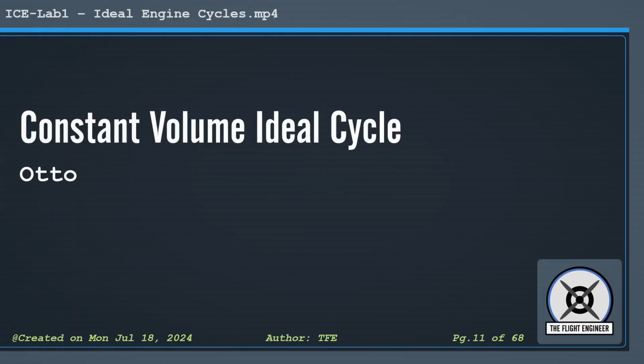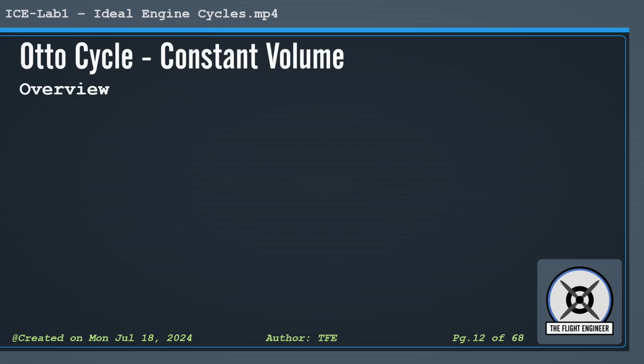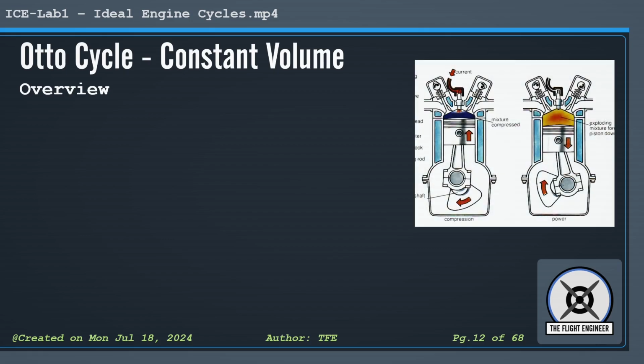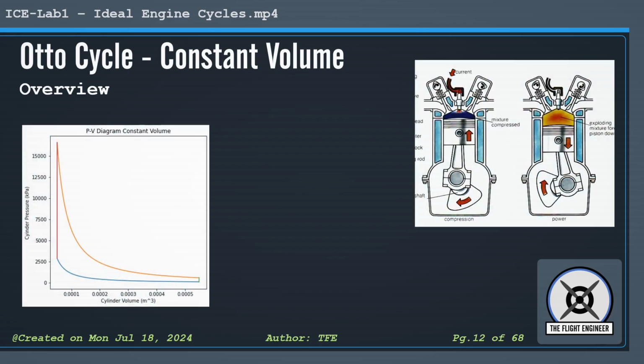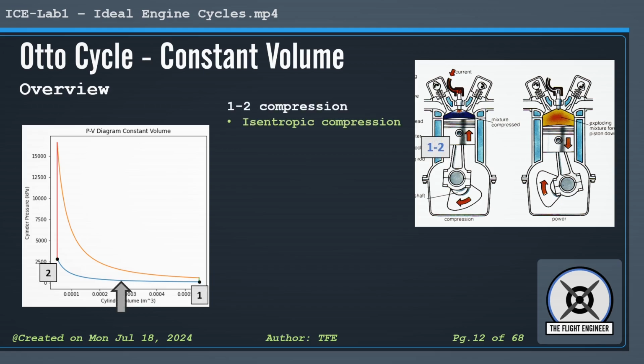We start with the Otto cycle. This is meant to replicate a 4-stroke spark ignition gasoline engine. Let's take a look at the engine diagram on the right and the pressure versus volume plot on the left. From points 1 to 2, we have the compression stroke. In the ideal analysis, this is called isentropic compression, which is a fancy word indicating that the process is completely reversible with no heat or mass transfer. Work is done on the system during this step to drive the compression.